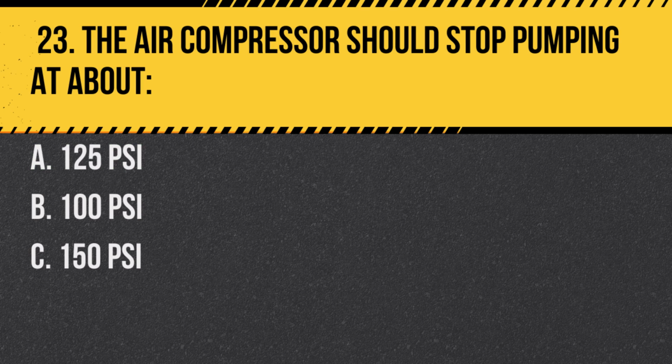Question 23. The air compressor should stop pumping at about A. 125 psi. B. 100 psi. C. 150 psi. Answer. A. 125 psi. This is the typical cutout pressure for most air compressors.